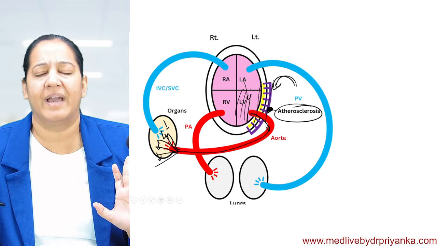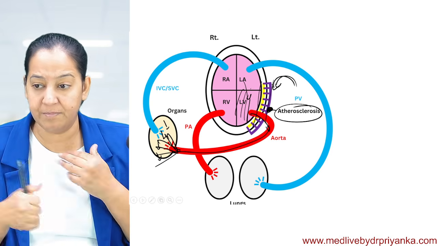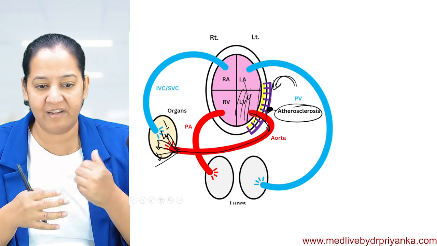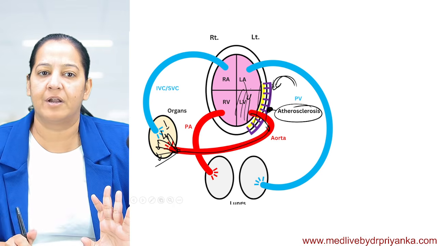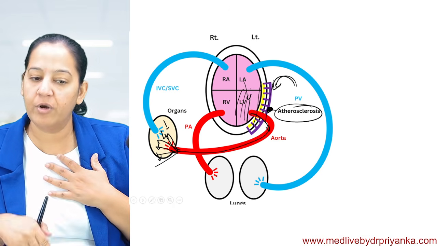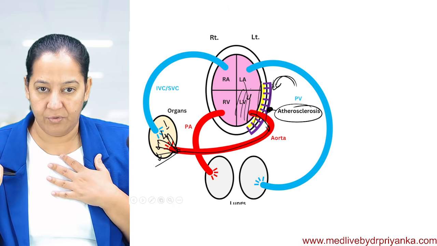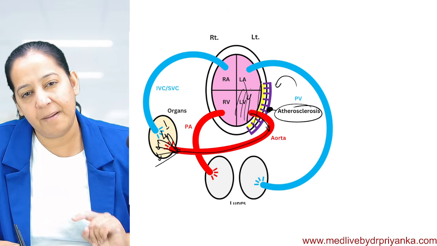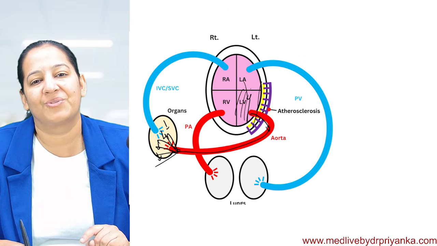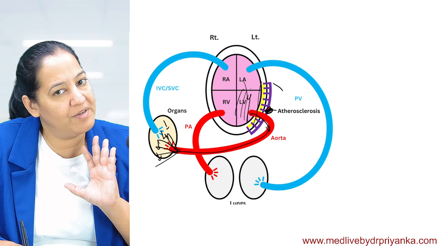If I'm sitting, not doing anything, that much blood is sufficient for my organs. But if I start running, jogging, or doing any physical activity, that much blood is not sufficient now. So the person has chest pain only on exertion, not at rest. So that's angina. But in MI, there is complete obstruction of the coronary. The coronary is completely obstructed.